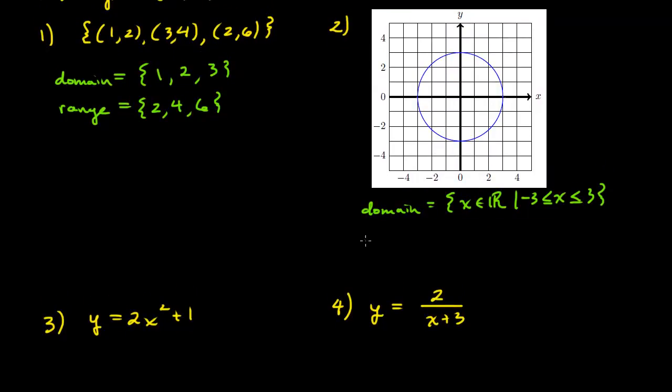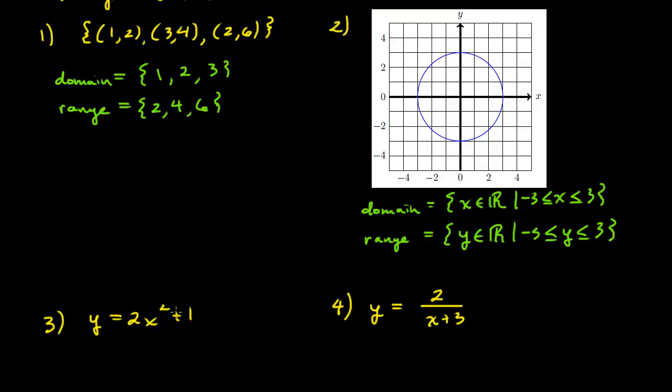So the range of this relation would be the set of y in the real numbers such that y is greater than or equal to -3, but less than or equal to 3. Because our y values go between -3 and 3, and we have the points -3 and 3 at our endpoints. That's why we need greater than or equal to, because y can be equal to -3 and 3 as well.